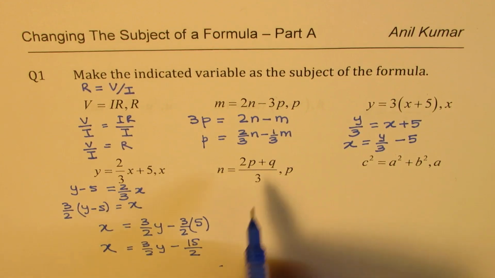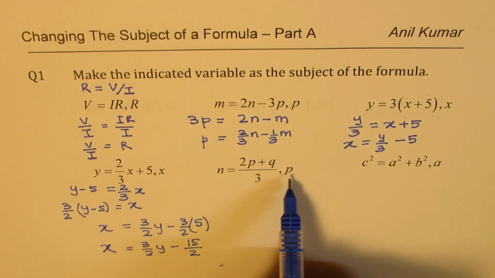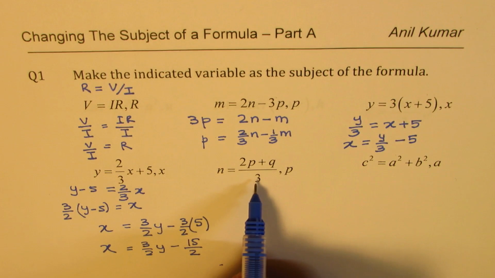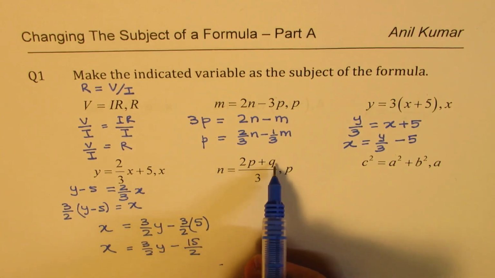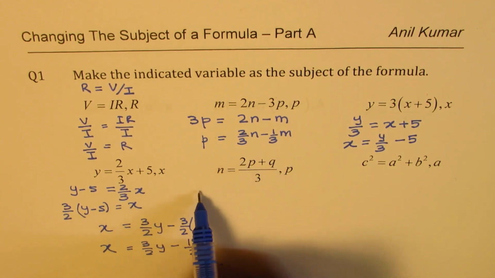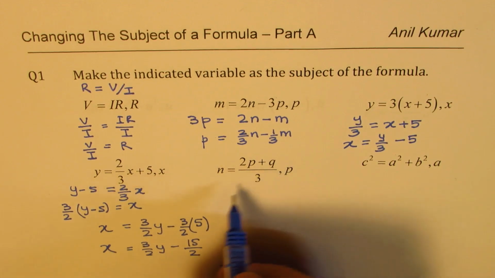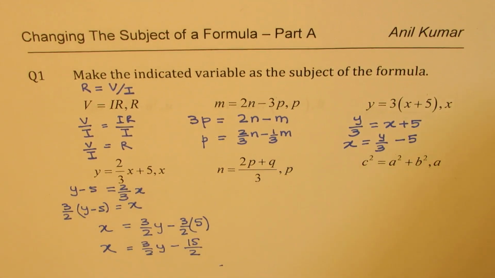Perfect. Now let's take up the next formula. We need to isolate what P is. So the first step is cross multiply, second take away Q and then divide by 2, right? So we can now say this is equal to, let me change the ink now.